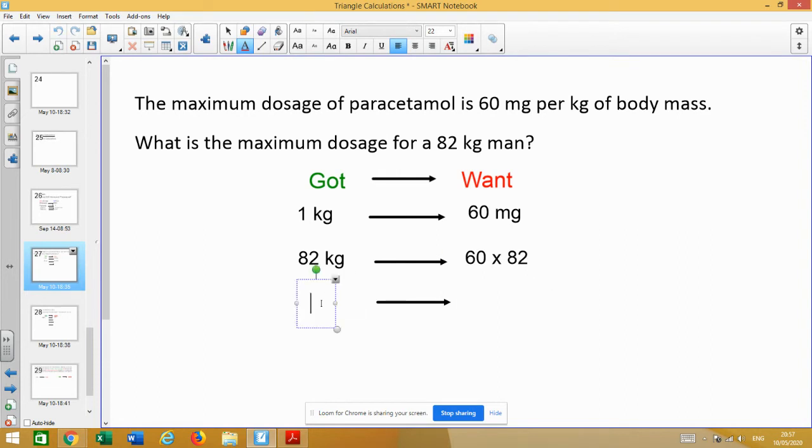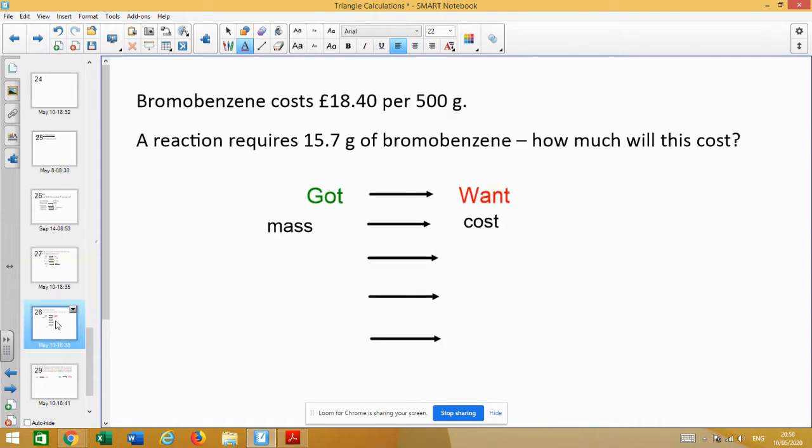So for an 82 kilogram man, the maximum dose is 4920 milligrams of paracetamol, and that's our final answer. Now, here's another example. Bromobenzene costs £18.40 per 500 grams. A reaction requires 15.7 grams of bromobenzene. How much will this cost? So we know the mass and we want to work out the cost.